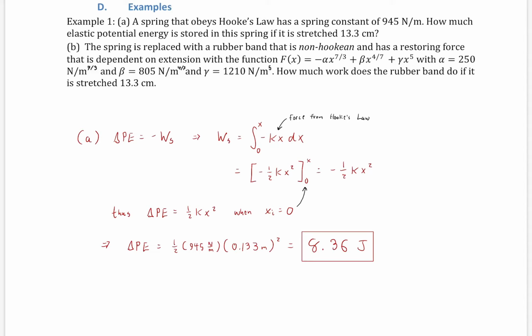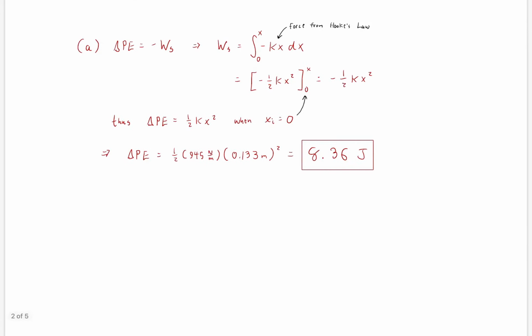So the question is, how much work does the rubber band do if it is stretched 13.3 centimeters? Here I'm not asking for the stored potential energy. If I was, it would just be the negative of the answer that we're going to get. Do note that, because in part A I asked for the stored potential energy. Here I'm asking for the work done by the rubber band. So let's find out how much work the rubber band did.